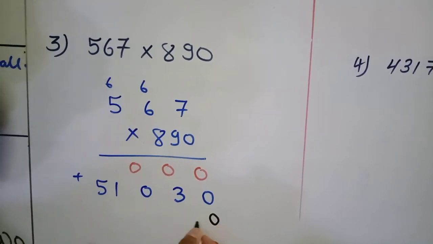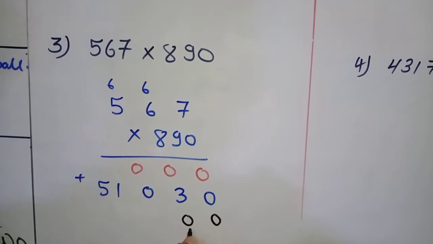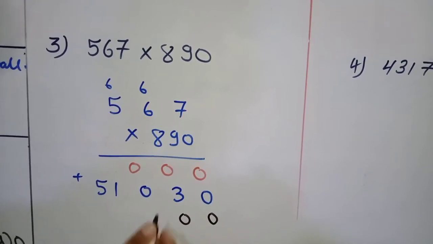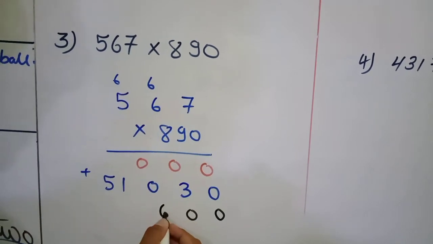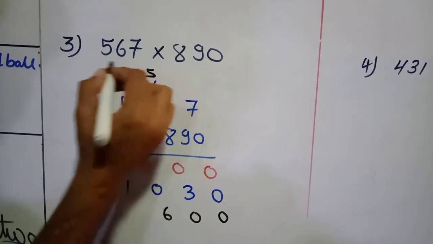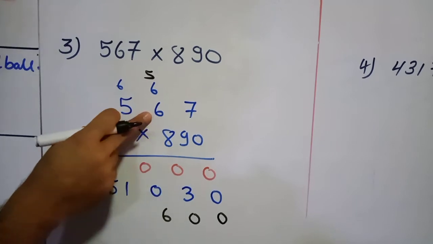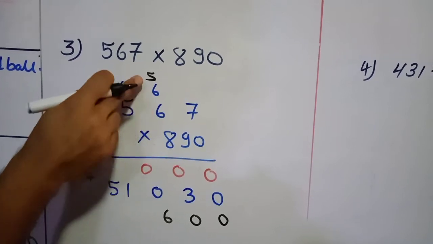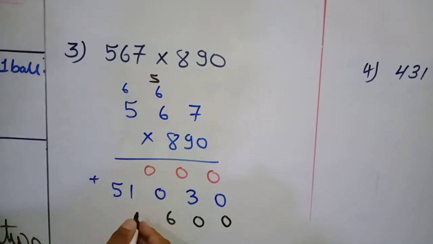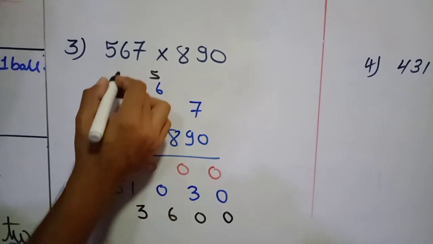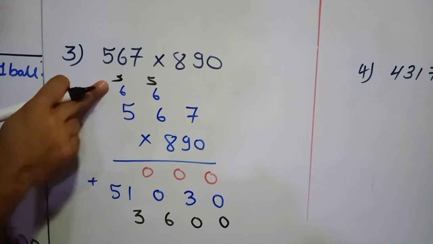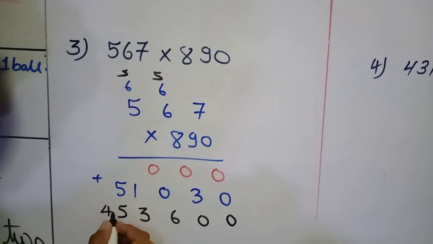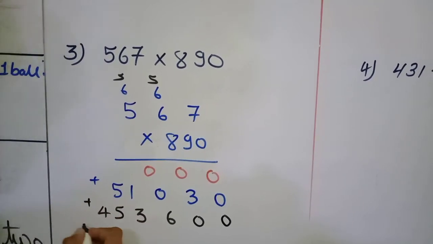So put 2 zeros, 1 at the unit place and the second one at the tens place. 8 7s are 56. 6 is here, 5 carry. 8 6s are 48. 48 plus 5, 53. 3 here and 5 carry. 8 5s are 40 plus 5, 45. Put the sign of plus.